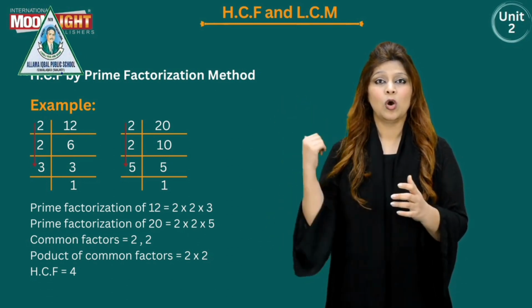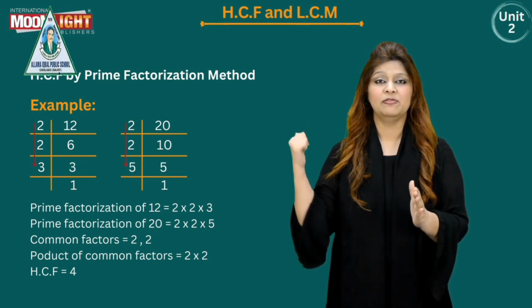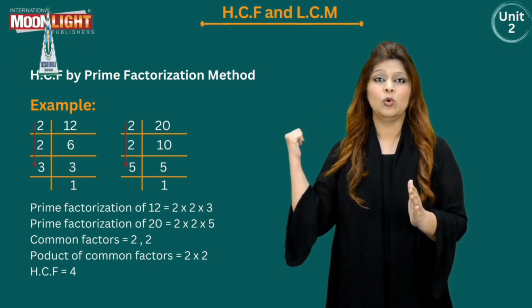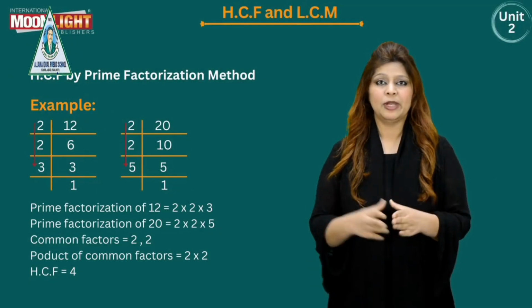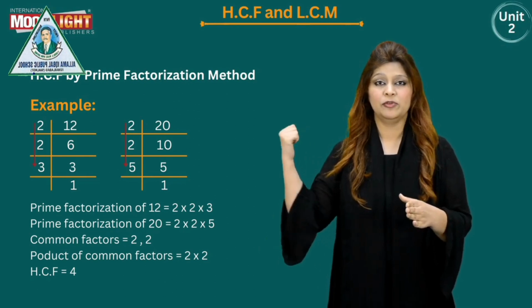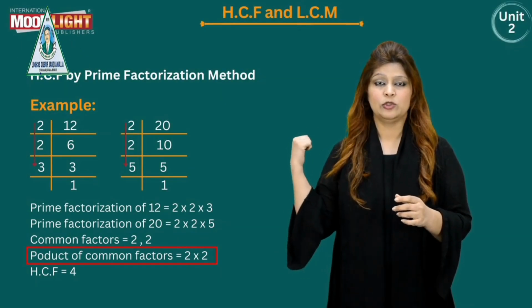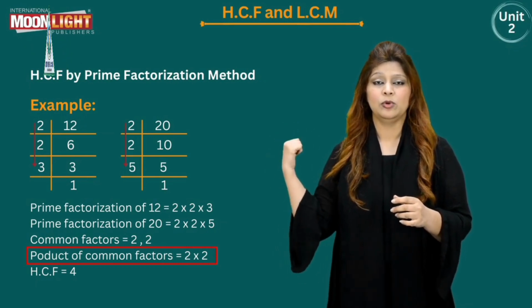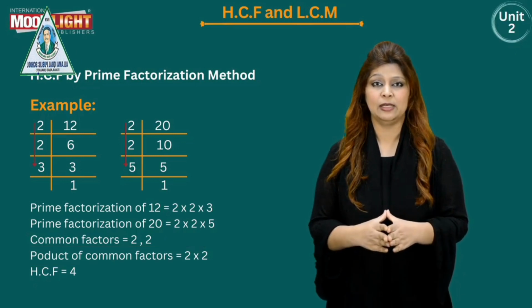So 2 comma 2 is the common factor. So we are going to write common factors is equals to 2 comma 2. Here we are just writing common factors. If you are going to write product of prime factors, in the next statement we are going to write product of common factors is equals to 2 multiplied by 2. Here, in the place of comma, we will just write the multiplication sign.